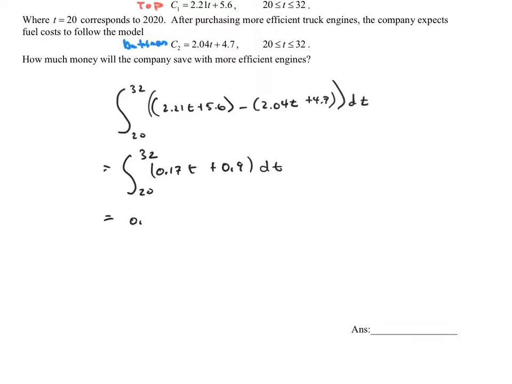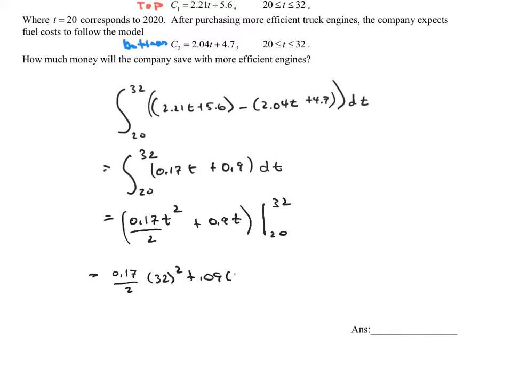So this should be 0.17. The integral of T is T squared over 2, plus the integral of a constant, which is 0.9, would be 0.9T. But then I need to evaluate this at my limits of integration, which are 20 to 32. I always start by plugging in my upper limit of integration. So I have 0.17 divided by 2 times 32 squared plus 0.9 times 32.